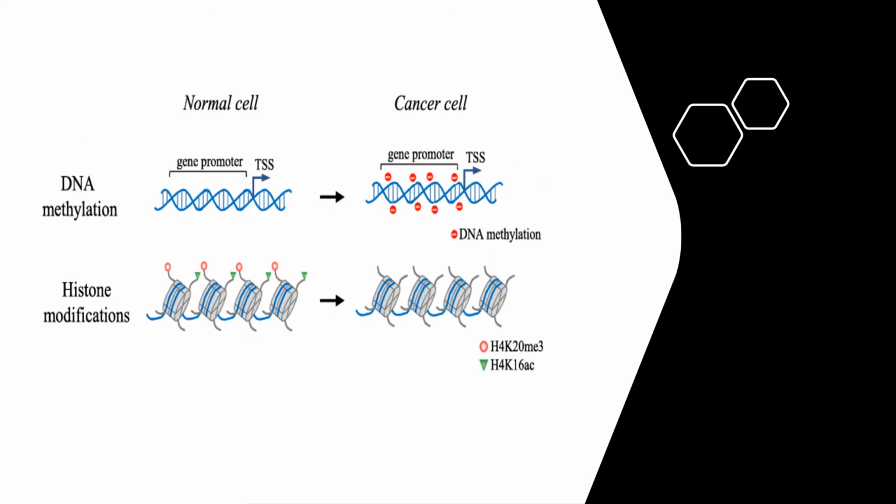And this is the comparison between a normal cell's epigenetics and a cancerous cell's epigenetics. So for example, for DNA methylation, as I explained in my example earlier, the promoter region of a gene is supposed to be non-methylated. However, in a cancerous cell, it is hypermethylated. Similarly, for histones, a normal cell has histones that are modified the proper way, while a cancerous cell lacks those proper modifications overall.